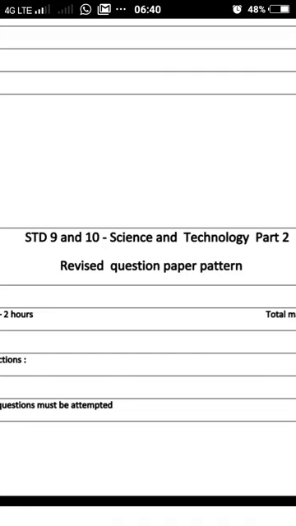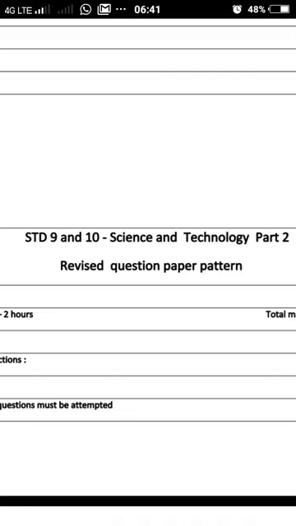So for science 1 and science 2, the paper pattern will be the same. The only difference is, as we know, in science 1 the topics are divided in chemistry and physics, whereas in science 2 the topics are divided in biology and environmental science. So the questions will be either from chemistry or physics in science 1, and in science 2 the questions from biology and EVS, or environmental science, will be asked. So let's start with the question paper pattern.